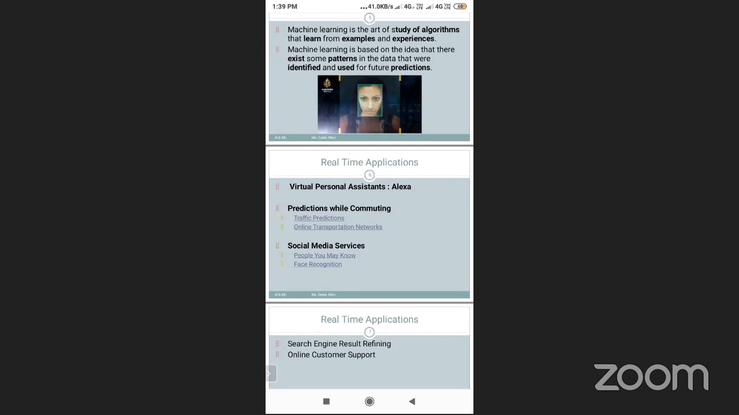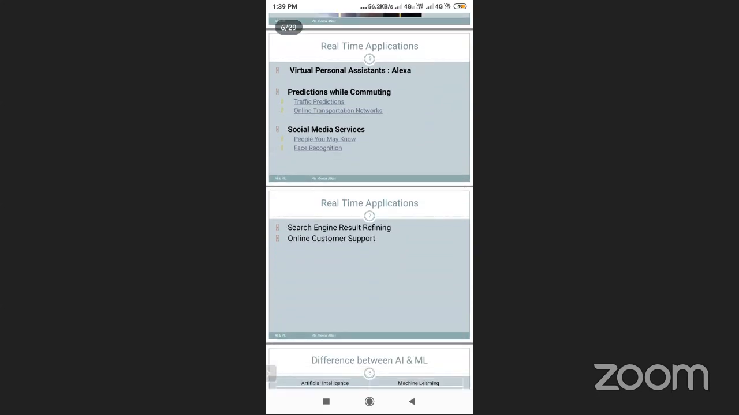Also face recognition, as I have told you, artificial intelligence and machine learning are both interrelated branches. So most of the applications are common between them, but there are some differences that I will tell you in the next slides. There are some more applications which I have given here. One is search engine result refining. What is meant by that? For example, suppose we are searching for a particular thing on Google. Currently we are seeing that most people are searching for the symptoms of COVID.